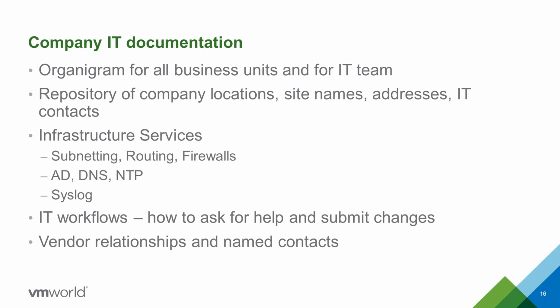Infrastructure services is another very important one for us as VMware administrators. We want to see what the subnets are, what the network information is. Do I have the right gateway? Do I have the right subnets? Do I know if these are firewall segments? AD, DNS, NTP are the most basic things that we need when we're setting up our hosts, and understanding the syslog architecture as well.